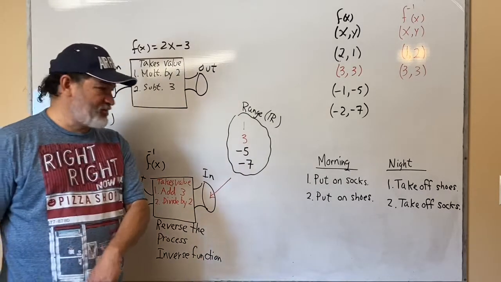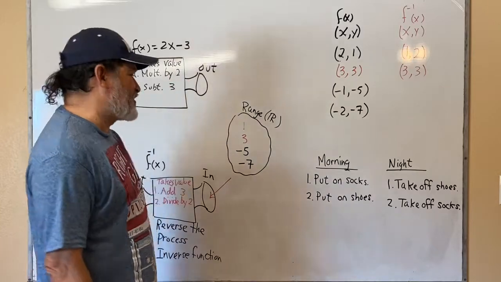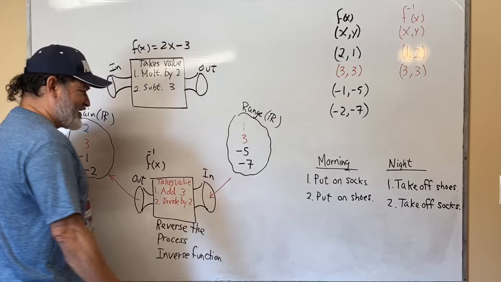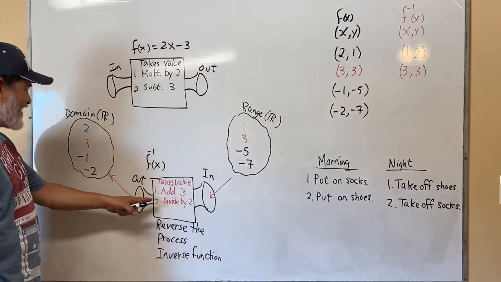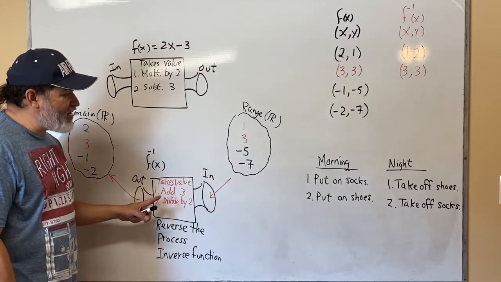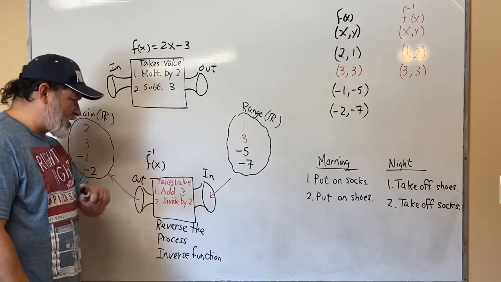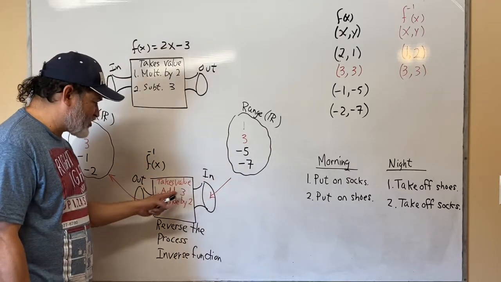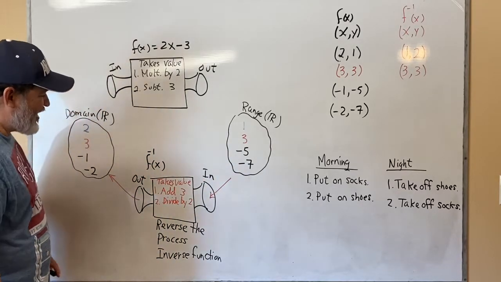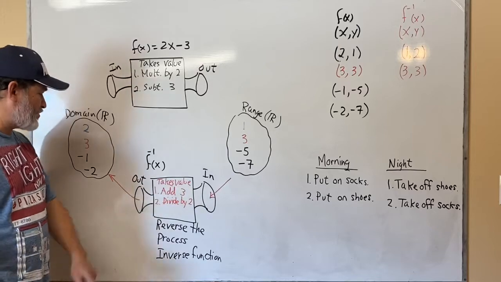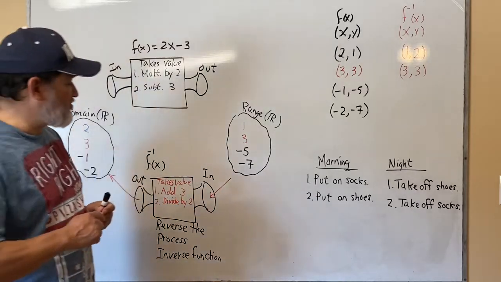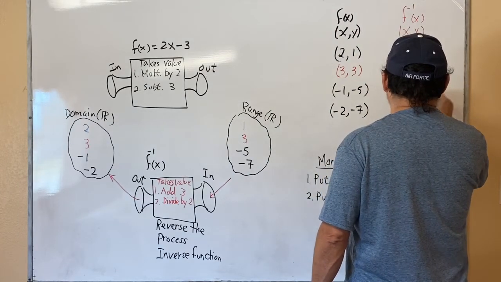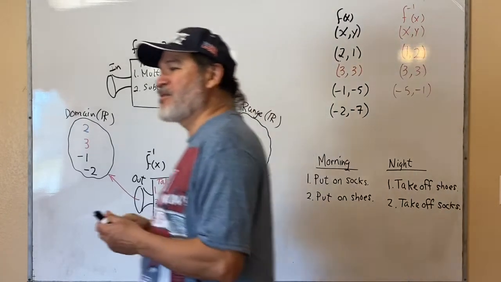Let's do it 2 more times. A negative 5 goes in. Negative 5. And then what's negative 5 plus 3? That's negative 2. Negative 5 plus 3 is negative 2. And then divide negative 2 by 2. Negative 1. A negative 5 went in. A negative 1 came out. Okay, guys?